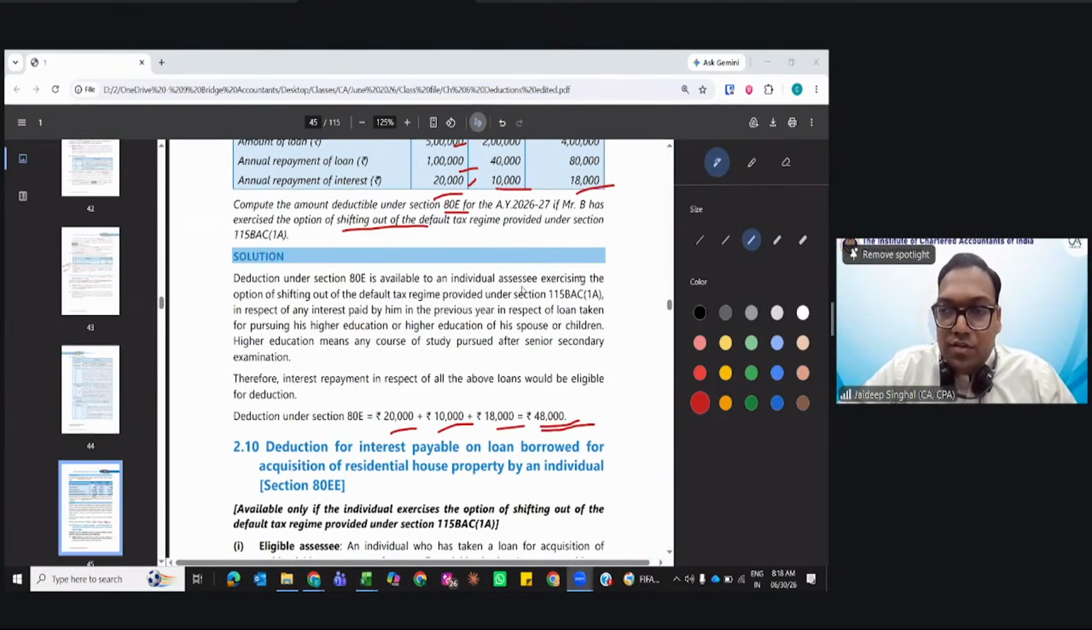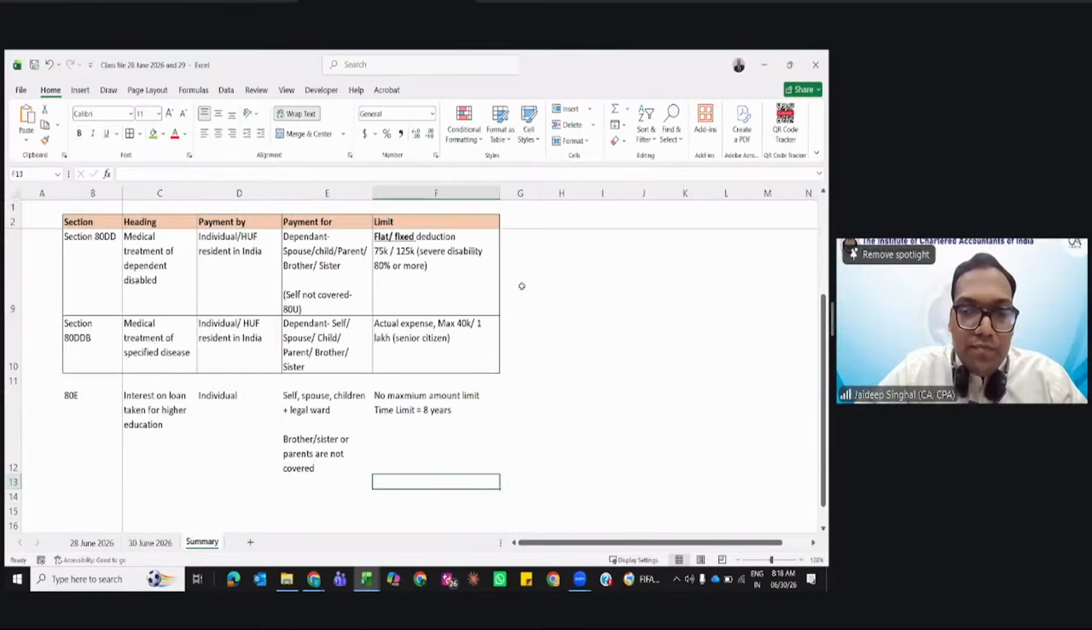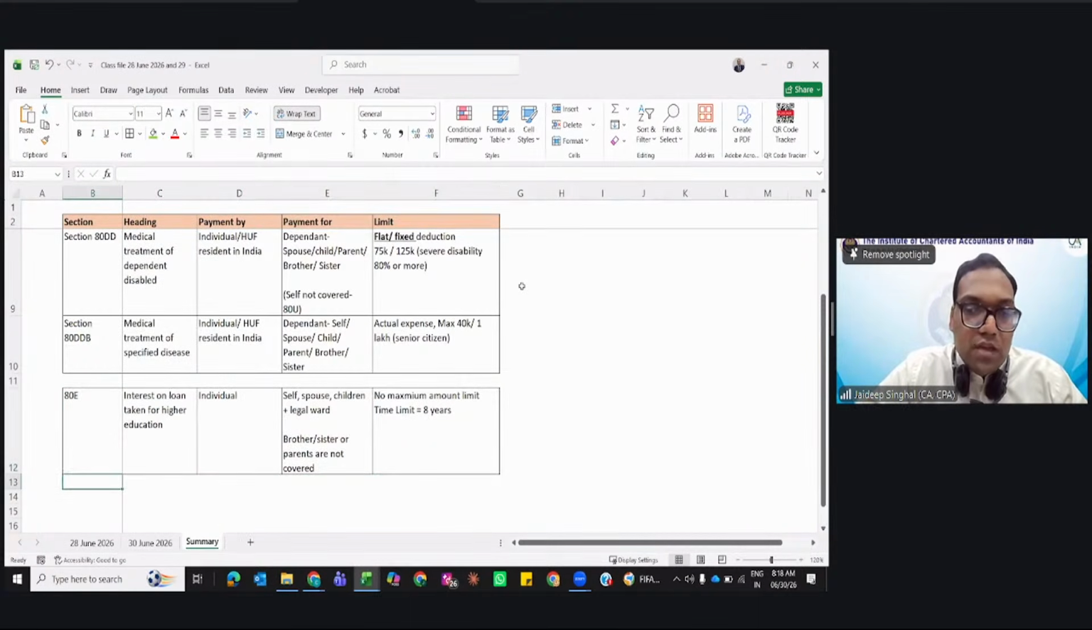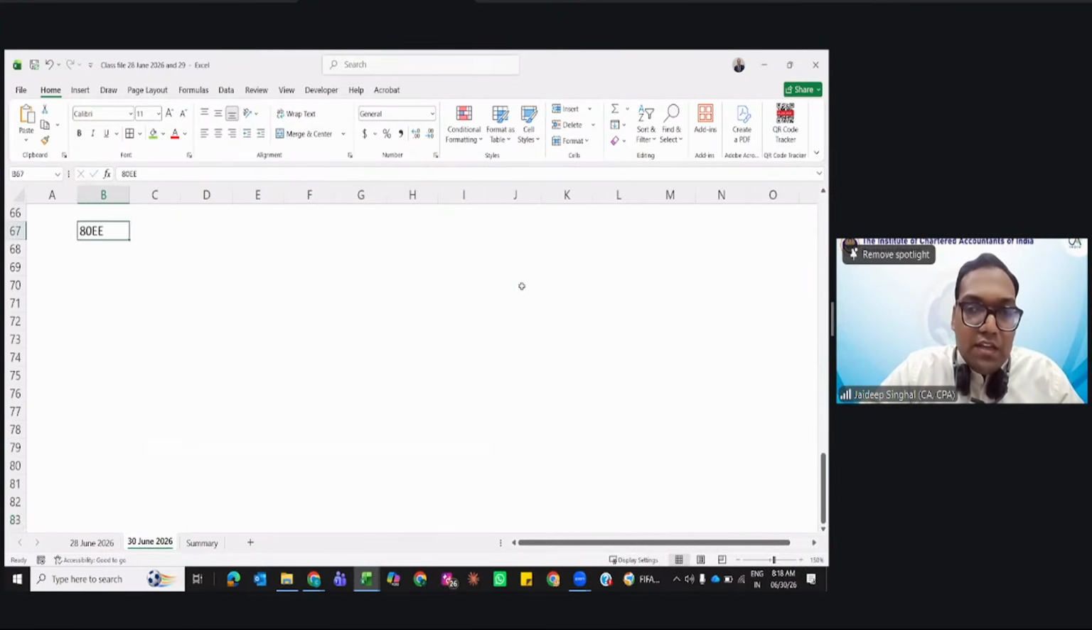Next section, we're done with 80E. 80E is for the education loan. Next section is 80EE. So there are two sections that we are going to study, 80EE and 80EEA. Let's study 80EE first.